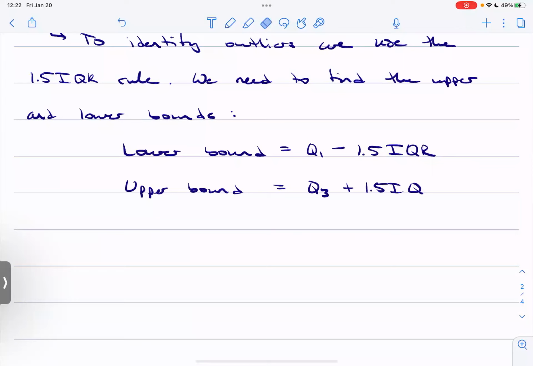Is that the point with the horizontal line, the whiskers and outliers? Not really.